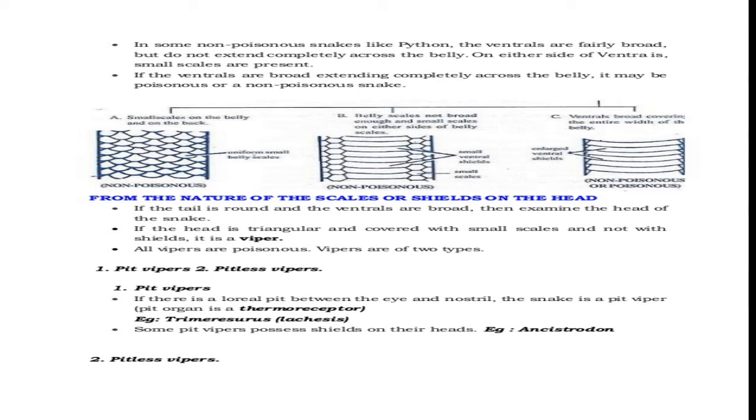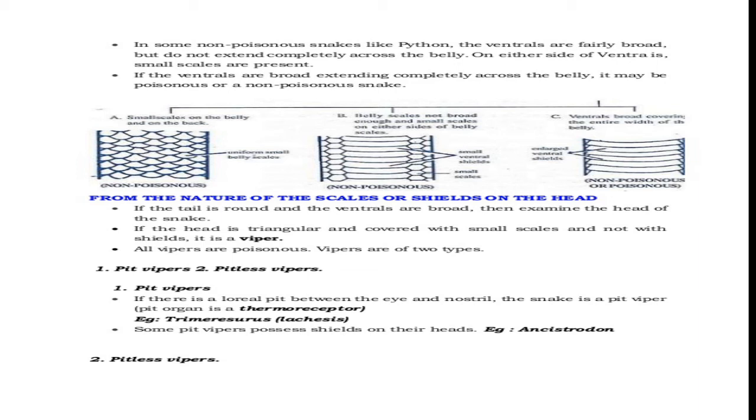But among vipers, some of them are pit vipers and some are non-pit vipers. We call them pit vipers and pitless vipers. In pit vipers, between the eye and the nostril there is a loreal pit, an organ which is helpful as a thermoreceptor. Similarly, in a pitless viper there is no loreal pit between the eye and the nostril.